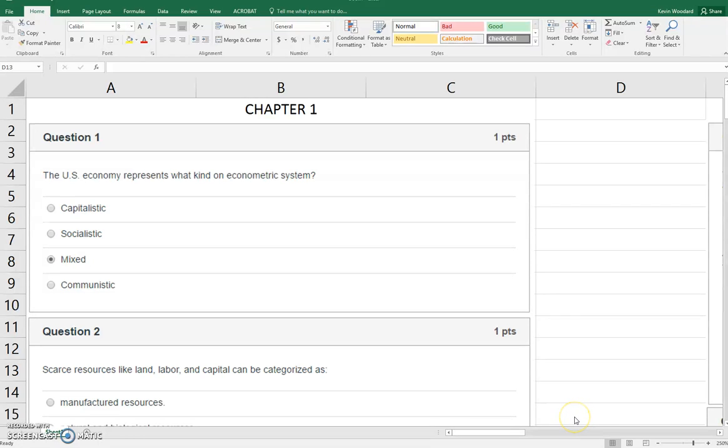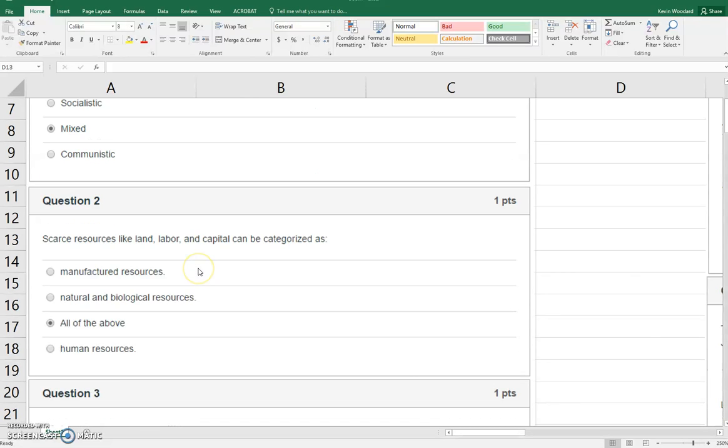Okay, I wanted to go through and just give you guys step by step on these questions that we had for the practice, the review going into the quiz that's coming up. So in Chapter 1, we talked about the U.S. economy. We talked quite a bit about the fact that it's not purely capitalistic. It does have some social components, so it is a mixed economic system.